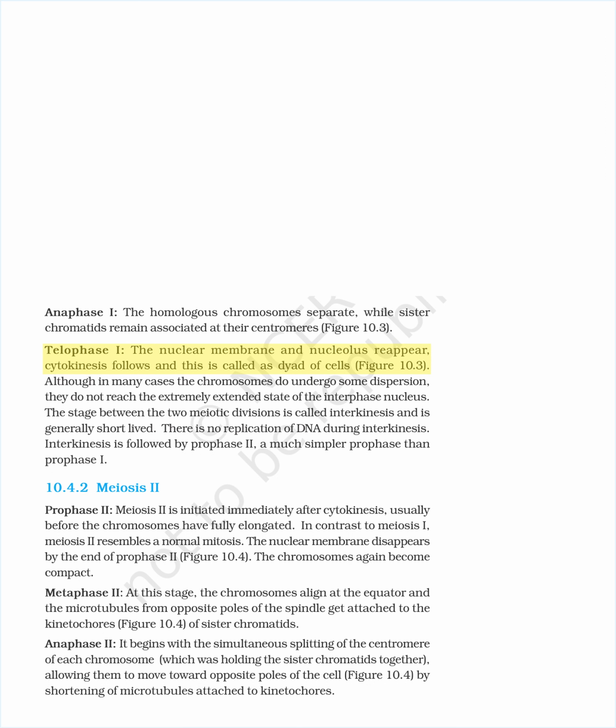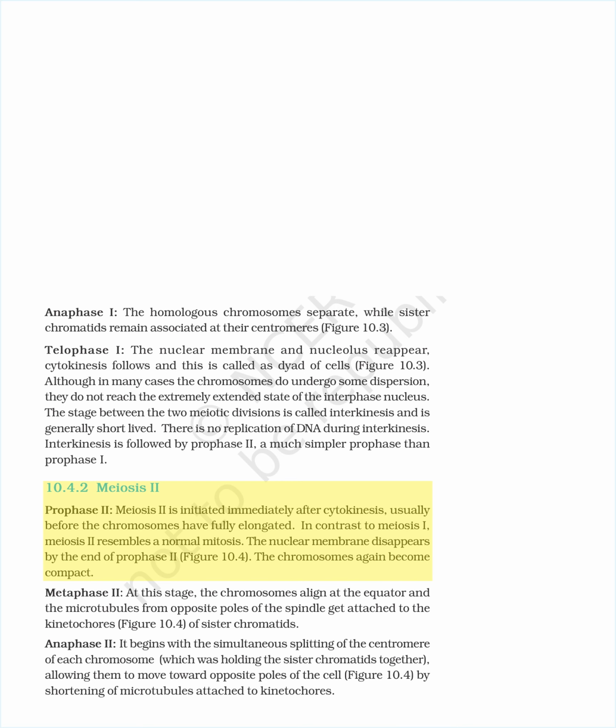Telophase I: the nuclear membrane and nucleolus reappear, cytokinesis follows, and this is called a dyad of cells, figure 10.3. Although in many cases the chromosomes do undergo some dispersion, they do not reach the extremely extended state of the interphase nucleus. The stage between the 2 meiotic divisions is called interkinesis and is generally short-lived. There is no replication of DNA during interkinesis. Interkinesis is followed by prophase II, a much simpler prophase than prophase I.